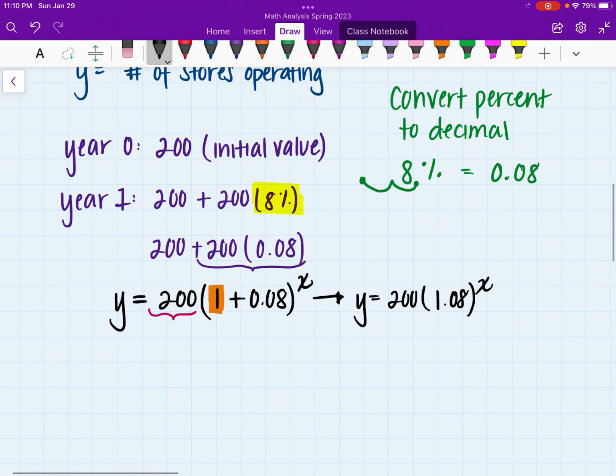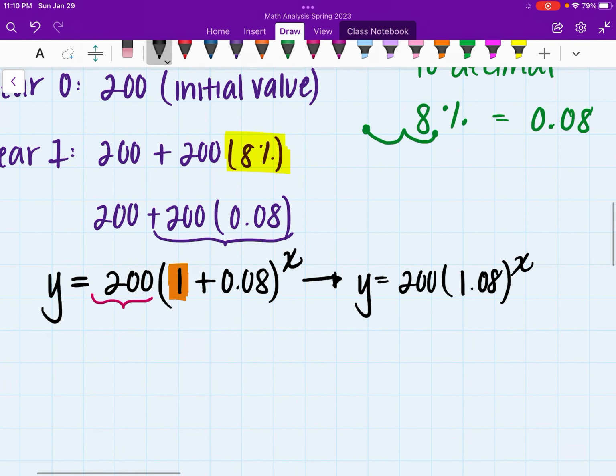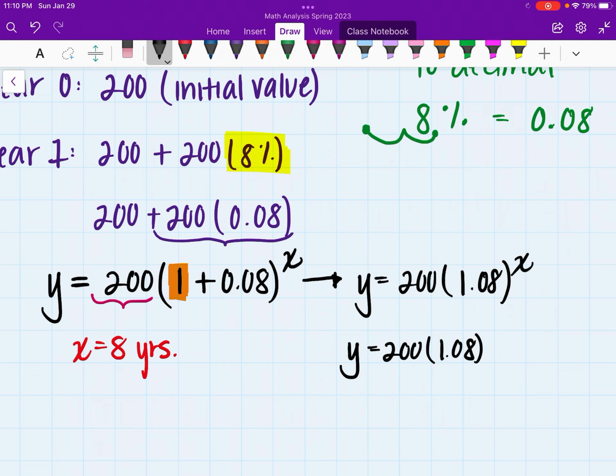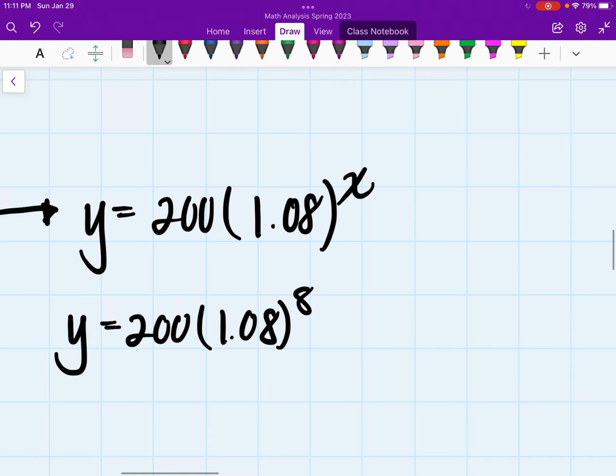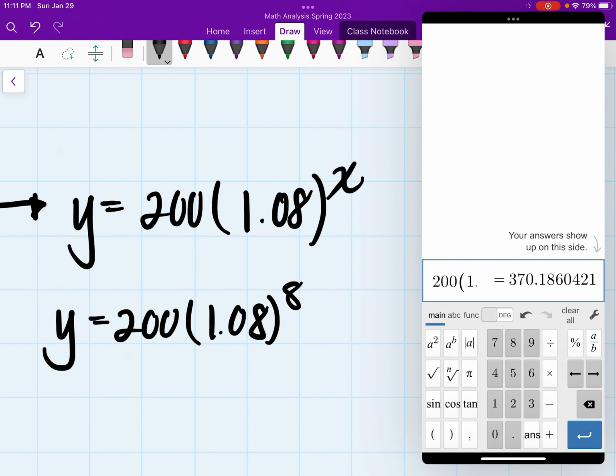Now, from here, I want to see the difference between 1999 and 2007. So if we count the years, that is going to have x equal to 8. From 1999 to 2007, that is 8 years. So let's substitute that into our equation. We have y equals 200 times 1.08 to the 8th power. Now let's input that in the calculator and see what we get.